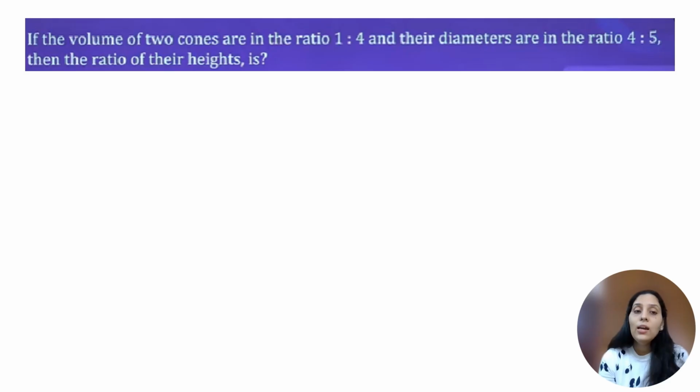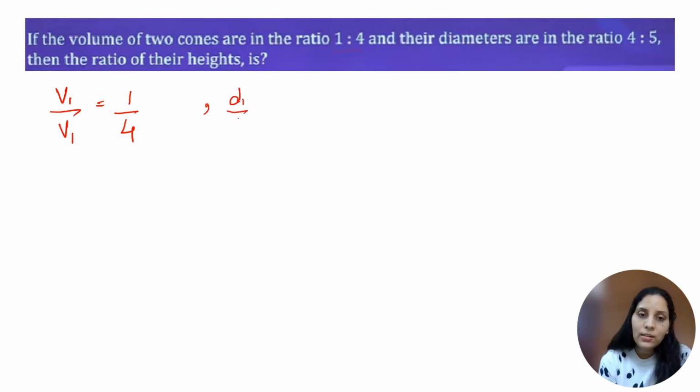Next, third one. If the volume of two cones are in the ratio 1 is to 4, first let me write what is given. Volume of two cones, V1 by V2 is 1 by 4, and their diameters are in the ratio 4 is to 5. So again, d1 by d2 is 4 by 5. Find the ratio of their height. So you need to find h1 by h2.